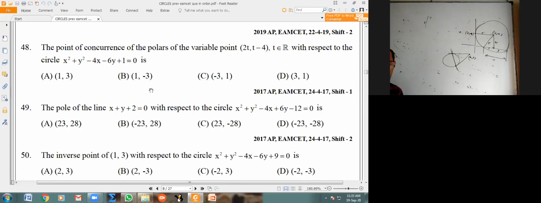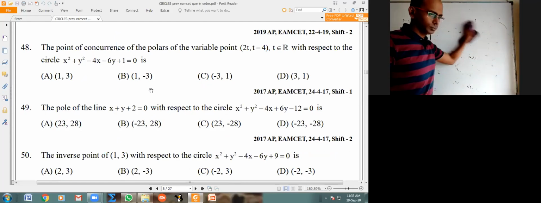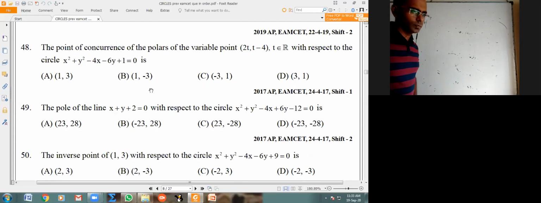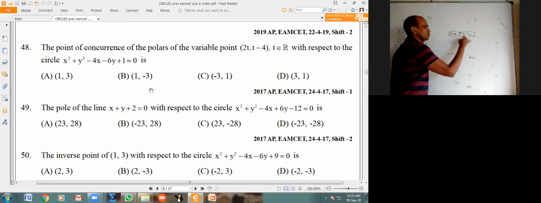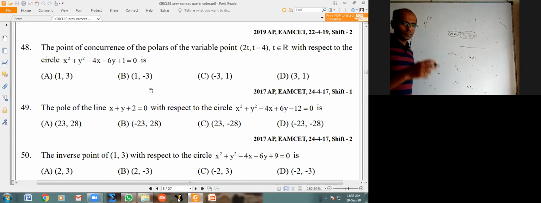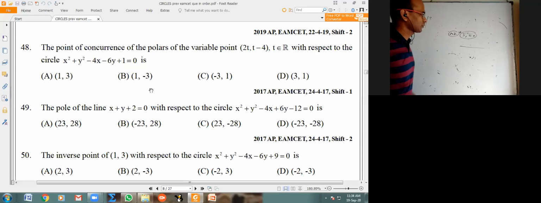Okay. 48, there are different ways to understand. Method 1: we do S1 equal to 0, and we'll get a line in terms of t. Take each option and substitute in that. For a particular option, when you substitute, everything will cancel, including t, and you will get 0. That means whatever t you take, that S1 equal to 0 passes through that point, and that is the answer from the options.